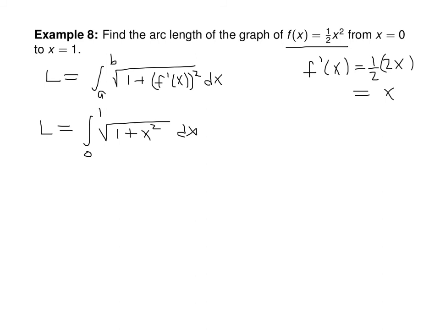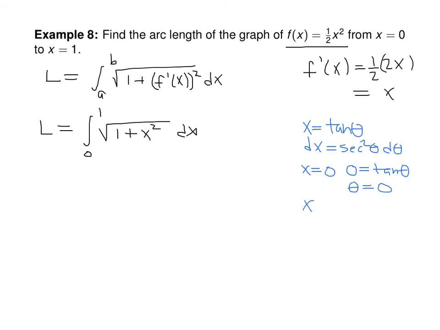So let's make a substitution. We will let x equal tan theta, so dx will equal secant squared theta d theta. And let's change our bounds. If x equals 0, that's the same thing as 0 equaling tangent of theta, so theta is going to have to equal 0. And if x is equal to 1, that means 1 equals tan theta, so theta equals pi quarters.